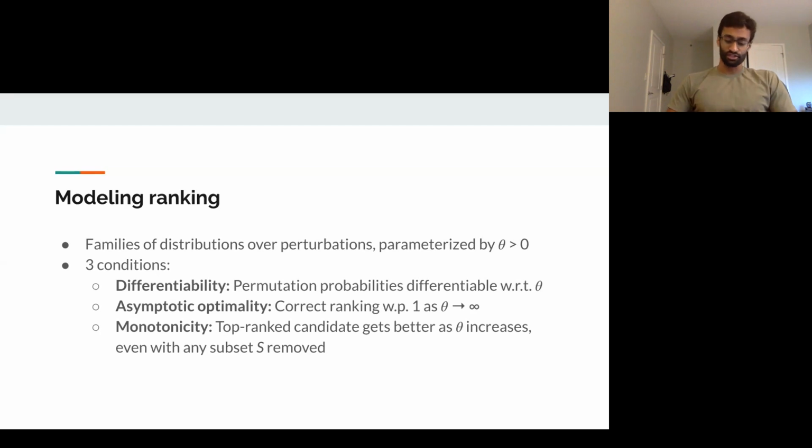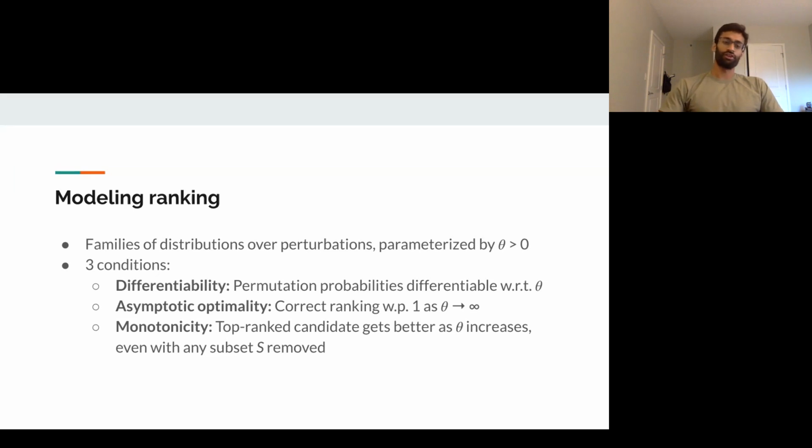Okay, so the first condition that we want is differentiability and continuity. What this means is every permutation over the candidates has some probability associated with it under this noisy ranking model. And I want those probabilities simply to vary continuously or smoothly as I increase or decrease the accuracy theta. Okay, the next condition I want is that asymptotically this ranking family is optimal. So as my accuracy increases to infinity, I should get back the correct ordering of the candidates with probability 1.